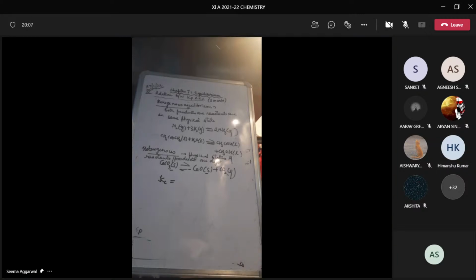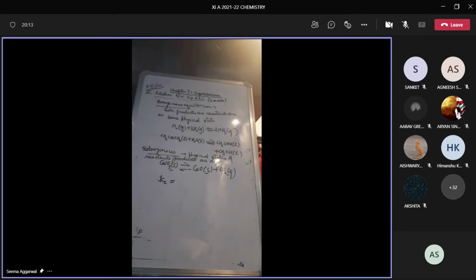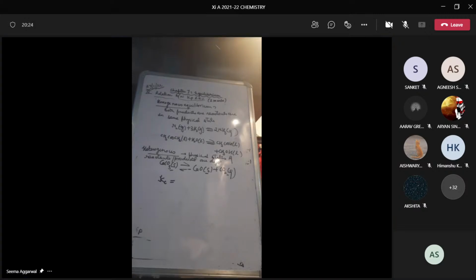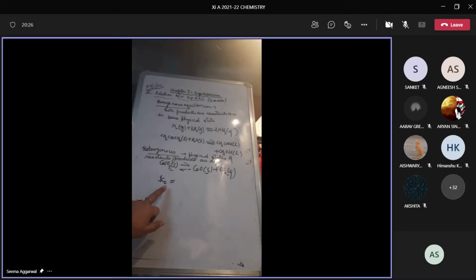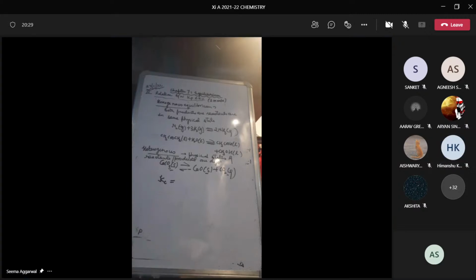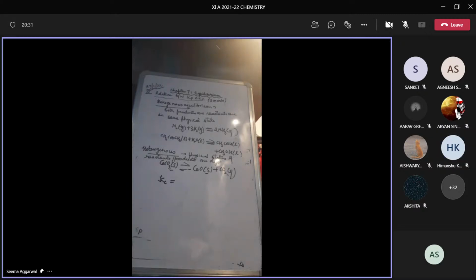Ma'am, will there be only two phases in heterogeneous, or two or more phases? It can be anyone. It can be 2, it can be 3. But their physical state should not be same. All of them should not have the same physical state. Okay. Who was telling me? Gautam?